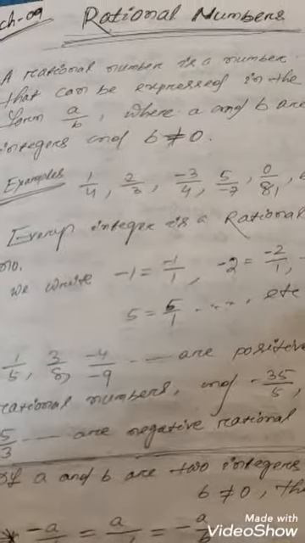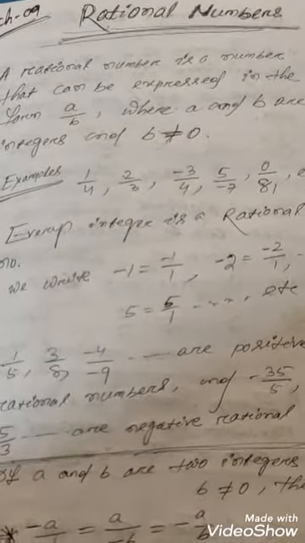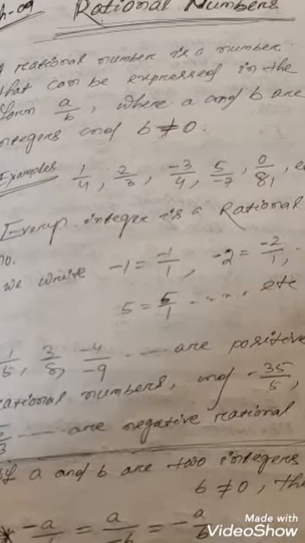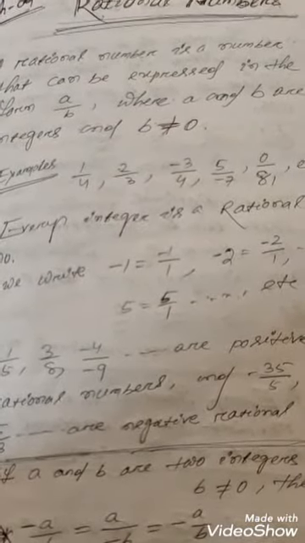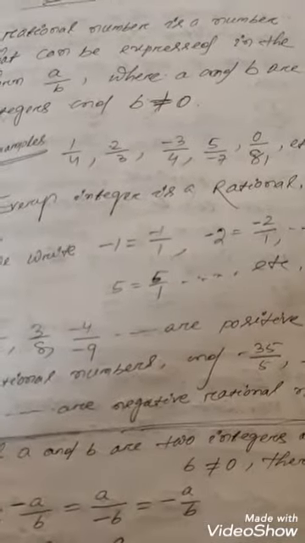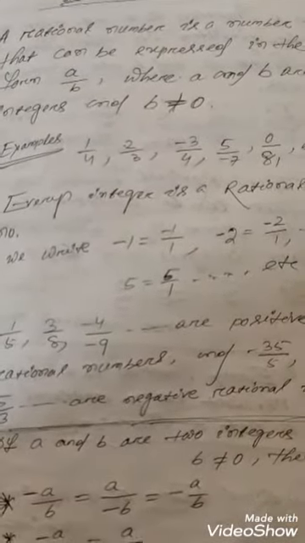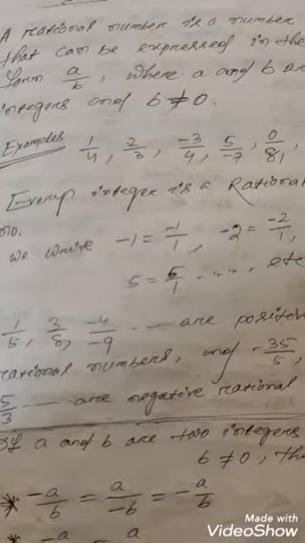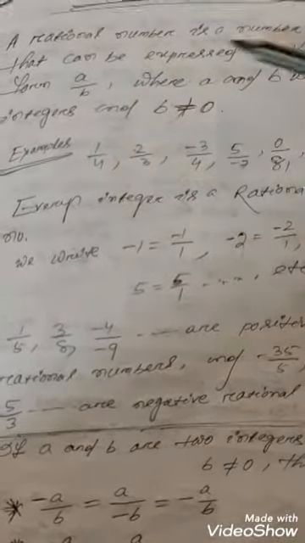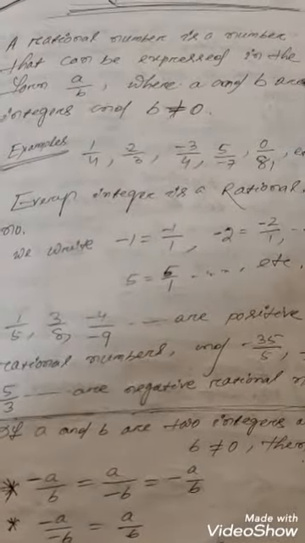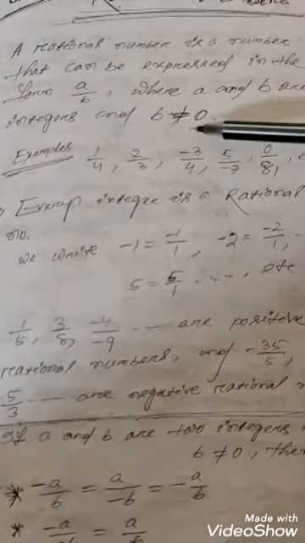Fraction is the numbers which express in the form of a by b, where a and b are natural numbers and b is not equal to 0. Same as, what is rational number? Here rational number is the number that can be expressed in the form a by b, where a and b are integers and b is not equal to 0.